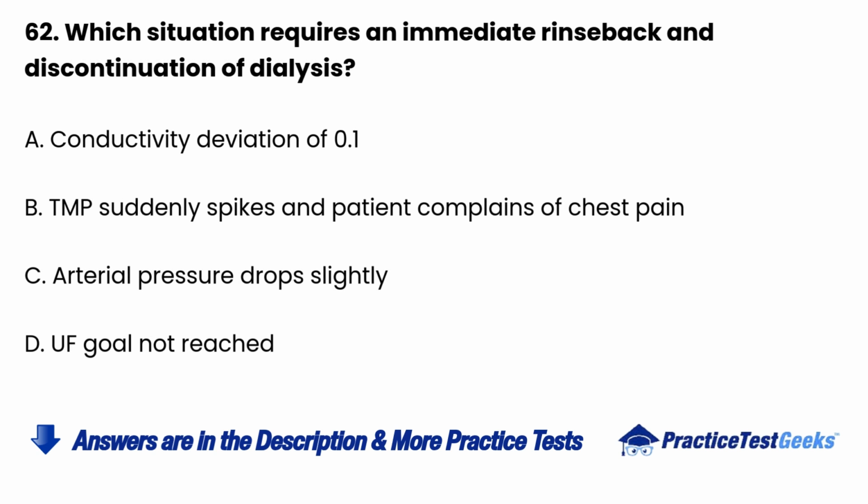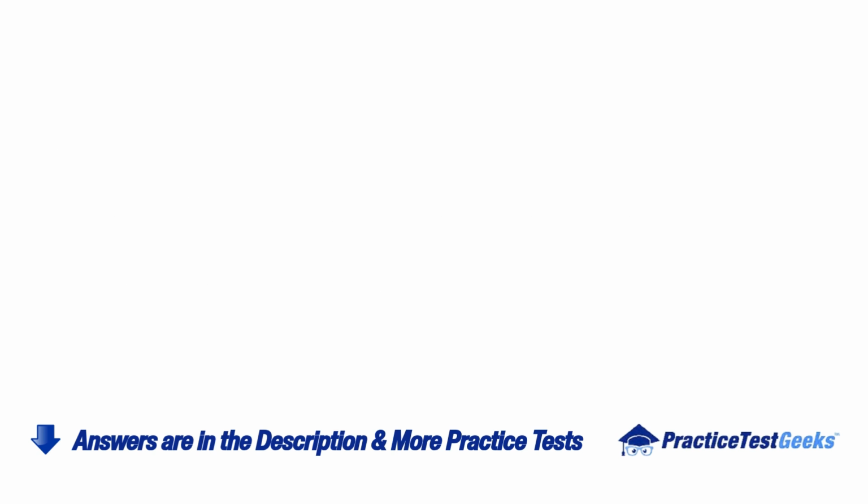62. Which situation requires an immediate rinse back and discontinuation of dialysis? A. Conductivity deviation of 0.1. B. TMP suddenly spikes and patient complains of chest pain. C. Arterial pressure drops slightly. D. UF goal not reached.